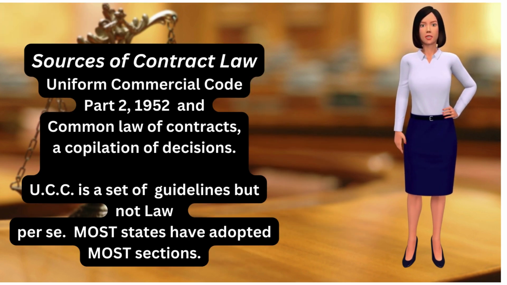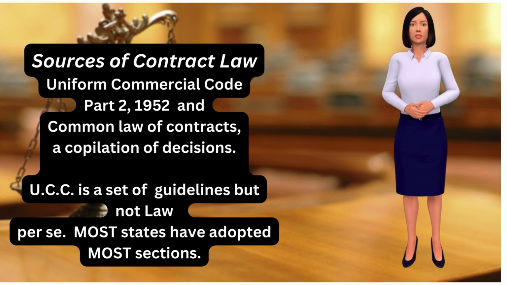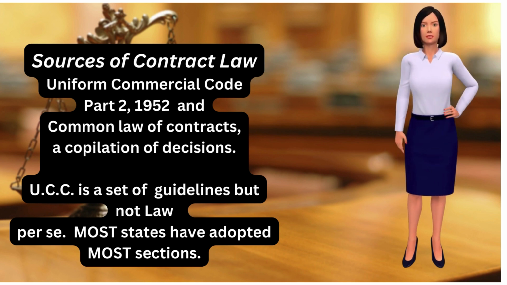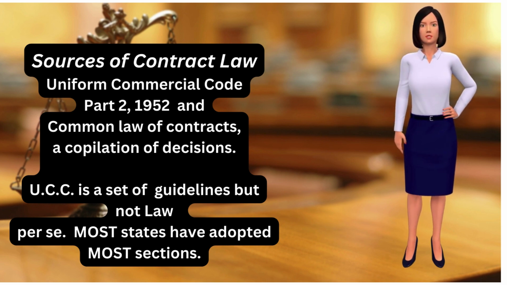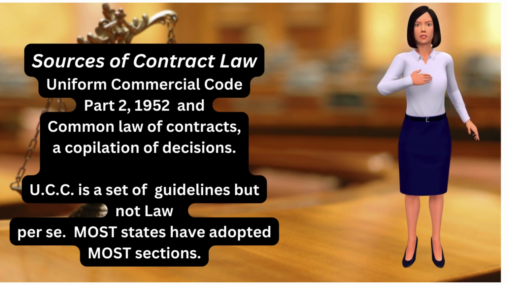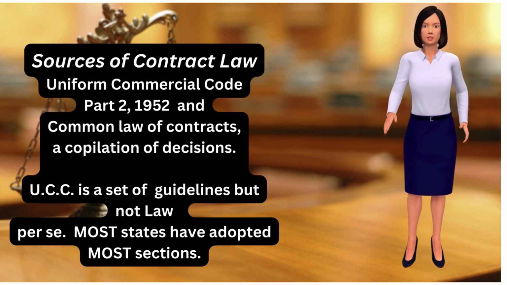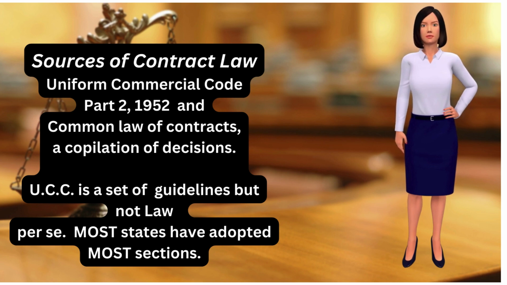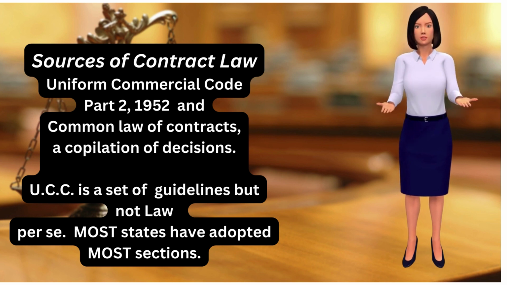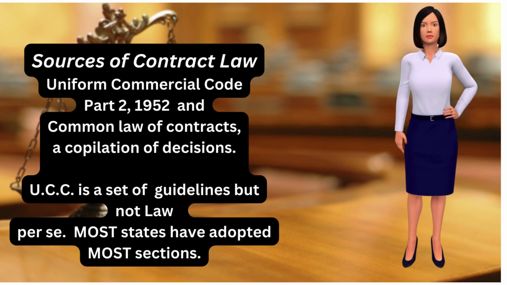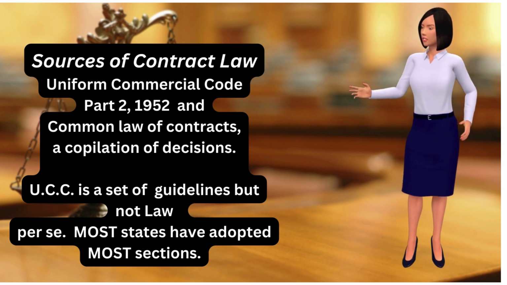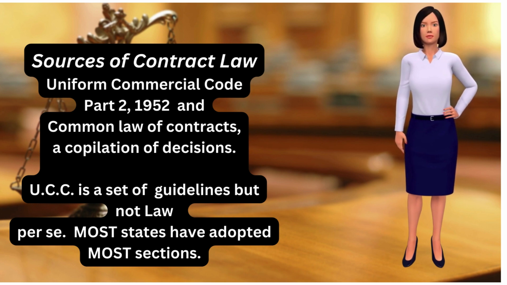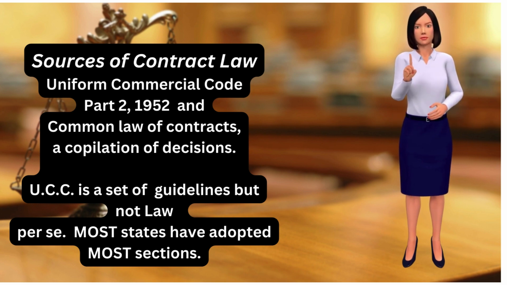Sources of contract law. There are two primary sources of contract law. One is the Uniform Commercial Code, UCC, which is a legal code that applies to commercial transactions. The UCC was formulated in 1952 and has now been ratified by nearly all of the state governments of the United States. Some provisions of the UCC have been adopted by every state, thereby harmonizing laws pertaining to commercial transactions across the country.